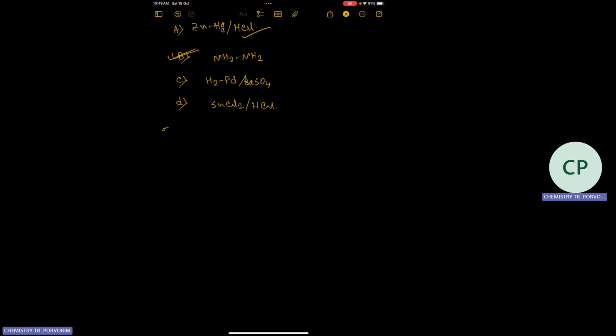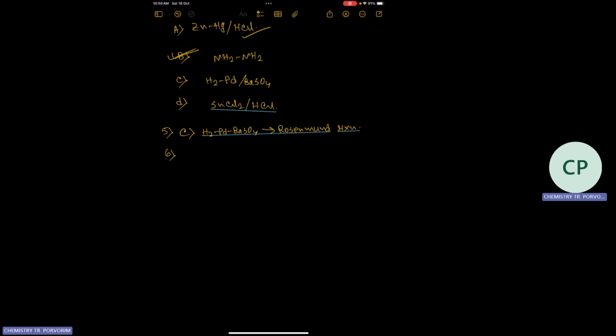Next, the fifth one. The below reaction is called which type of reaction? Hydrogen, palladium, barium sulfate. So it should be C, Rosenmund reduction, because of hydrogen, palladium, barium sulfate. So this is the Rosenmund reaction. Next, question number 6.